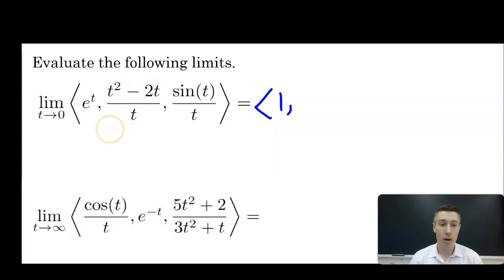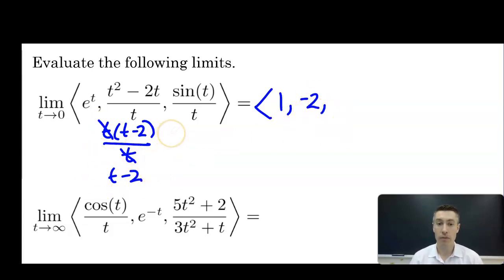If I look at the numerator, I can take out a factor of t, which then simplifies with the factor of t in the denominator, and we're left with t minus 2. Reevaluating that limit would give us negative 2.